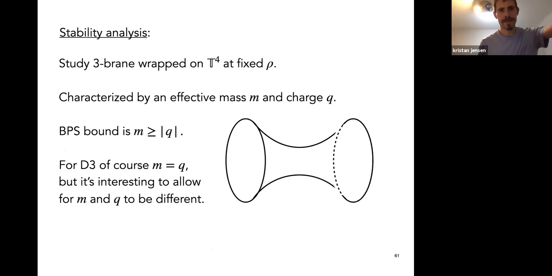So, well, we can study that quite easily. Consider a three-brane wrapped on the four-dimensional torus at fixed location along the wormhole, this coordinate rho. A general three-brane would be characterized then by some effective mass m and charge q with a BPS bound, so m better be bigger than or equal to q. For D3, of course, the charge is equal to mass, and for anti-D3, it's m equals minus q. But it's interesting to allow for them to be detuned from each other to see what happens.